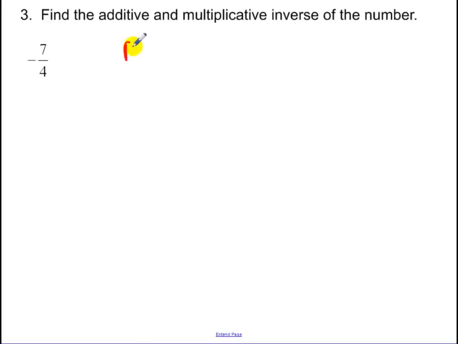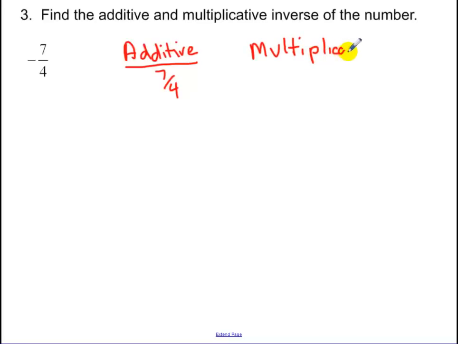Find the additive and the multiplicative inverse of negative 7/4. So the additive inverse is what's going to bring this back to 0. What can I add to negative 7/4 to bring it back to 0? Let's say positive 7/4. The multiplicative: what can I multiply negative 7/4 by to get 1? That's negative 4/7.